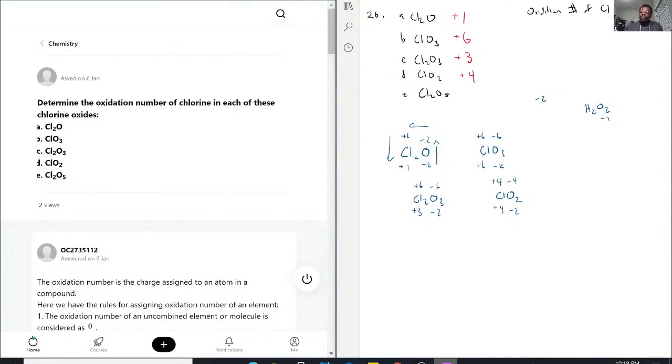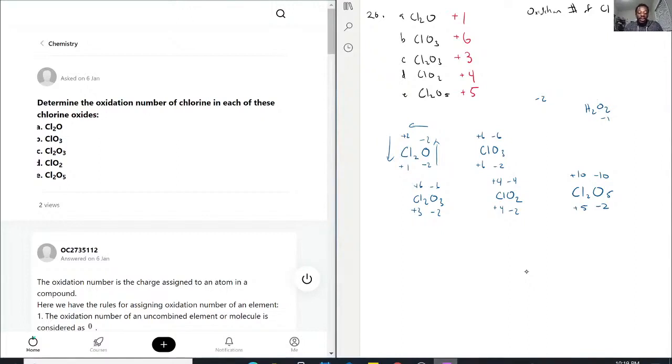And now for the last one, Cl2O5. Same thing. We have Cl2O5, -2, and that means this would be -10. So this needs to be +10, and that means this has to be +5 for each chlorine. So we have quite a big range of different numbers.